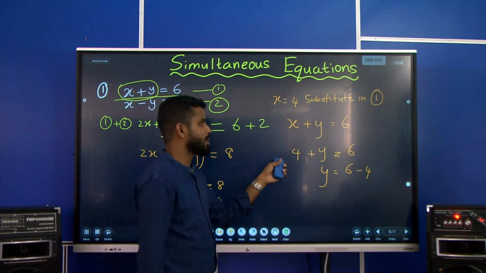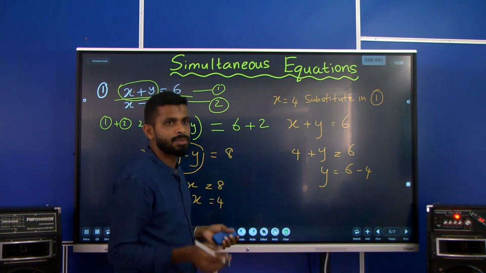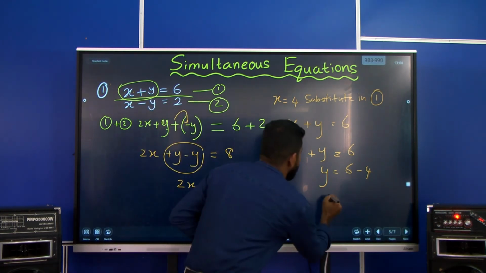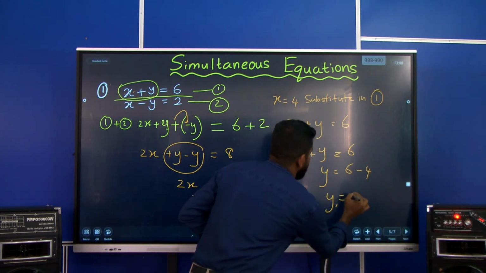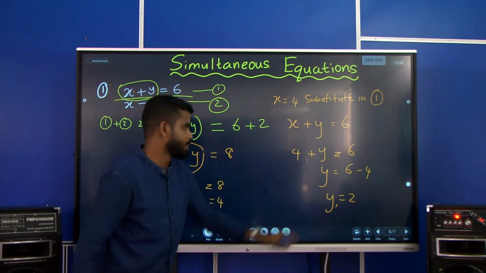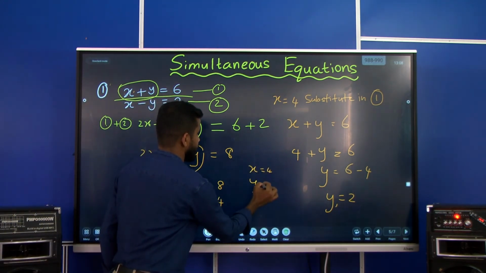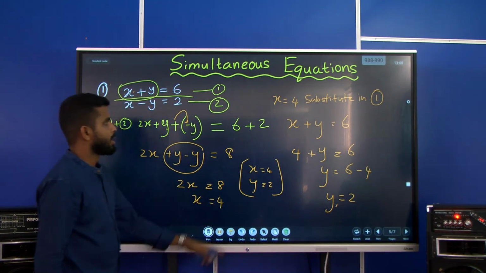If something is multiplied, it would be divided. And if something is divided, it would be multiplied. You have learned this in your grade 8. Now see here, y is equal to 6 minus 4, which is 2. Therefore, we got the solution: x is equal to 4, y is equal to 2. This is the final summary of the answer.